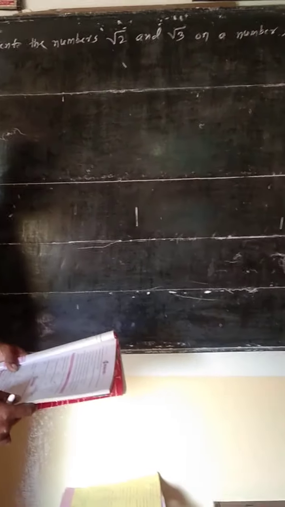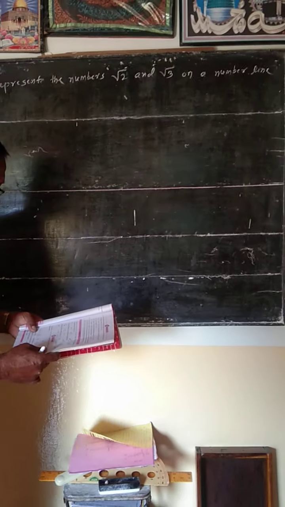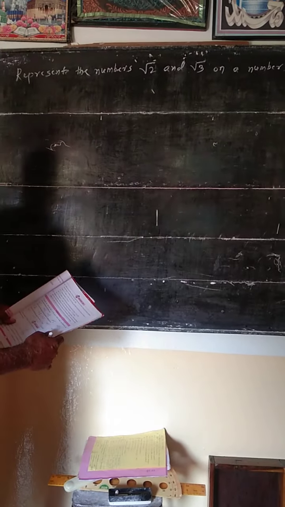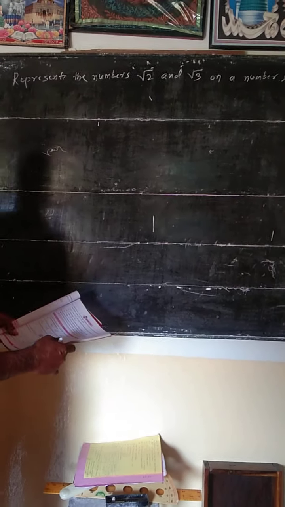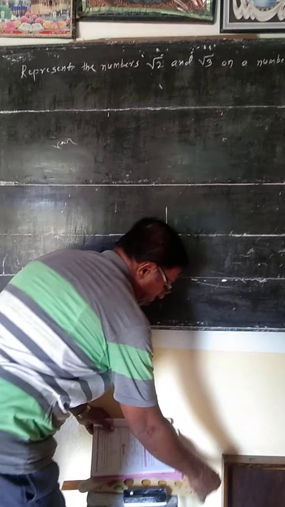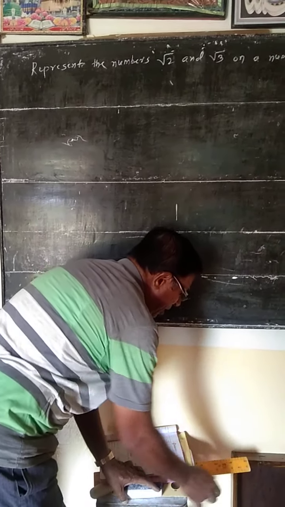This type of example you have in practice set 5th: 2.514 recurring. Next part is represent the numbers root 2 and root 3 on a number line. So how to show these irrational numbers on a number line?